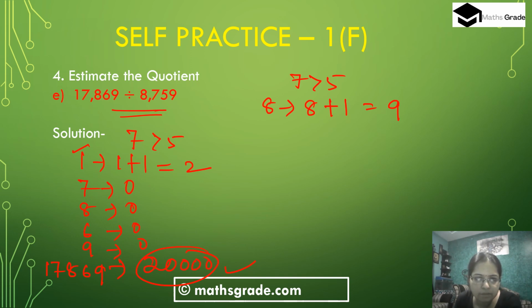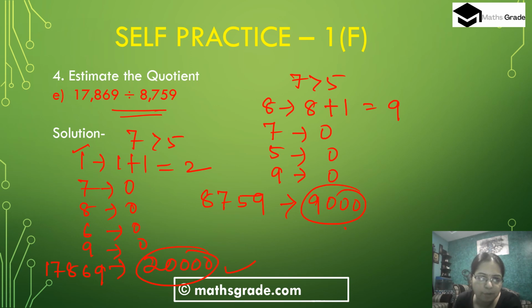And the hundreds place digit 7 changes to 0. The tens place digit 5 changes to 0. And the unit place digit 9 changes to 0. Now 8,759 rounded to the nearest 1000 is 9,000. If we divide 20,000 by 9,000, it is not convenient. So we have to round this number 17,869 to the nearest 1000, not 10,000.